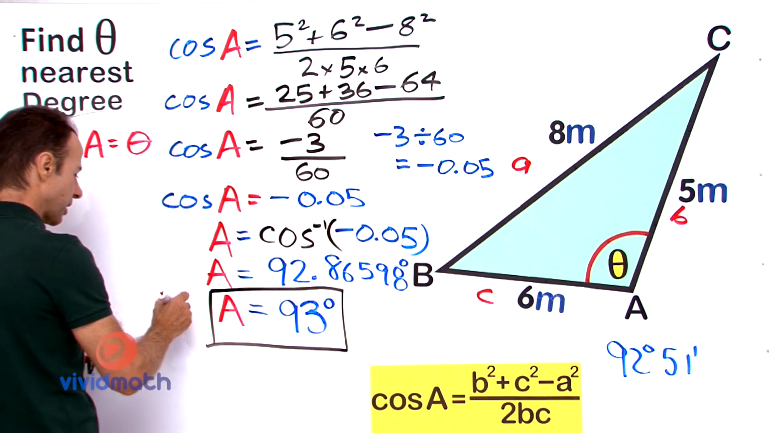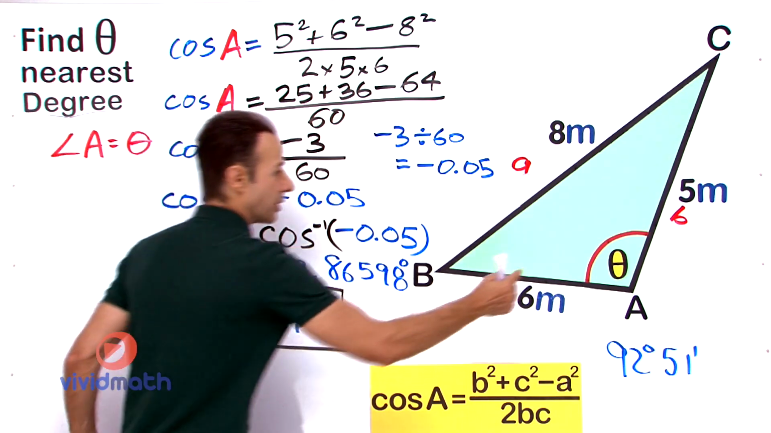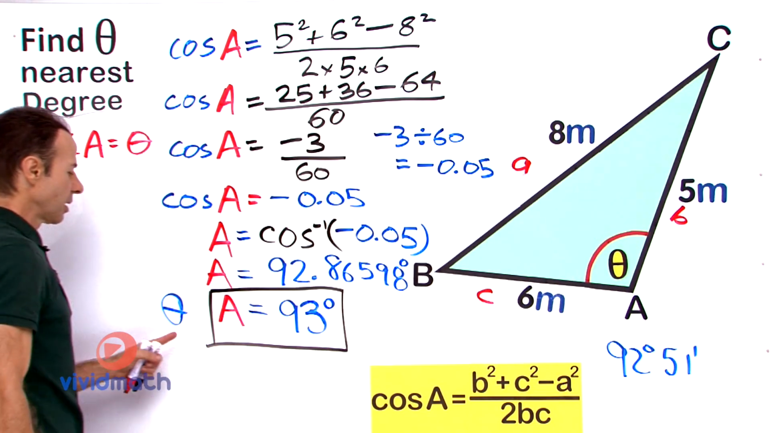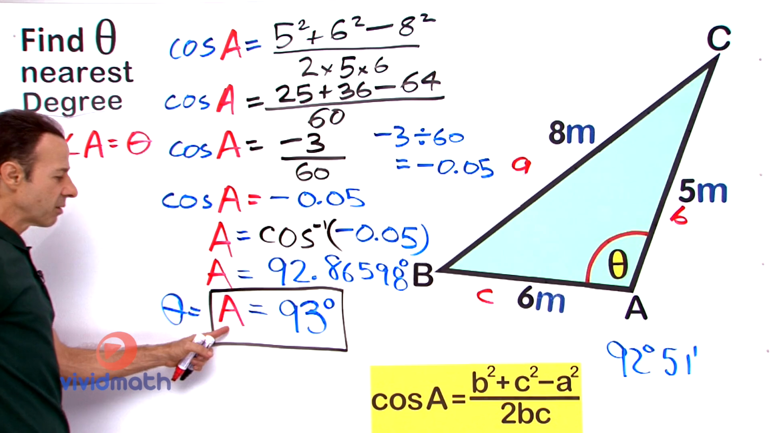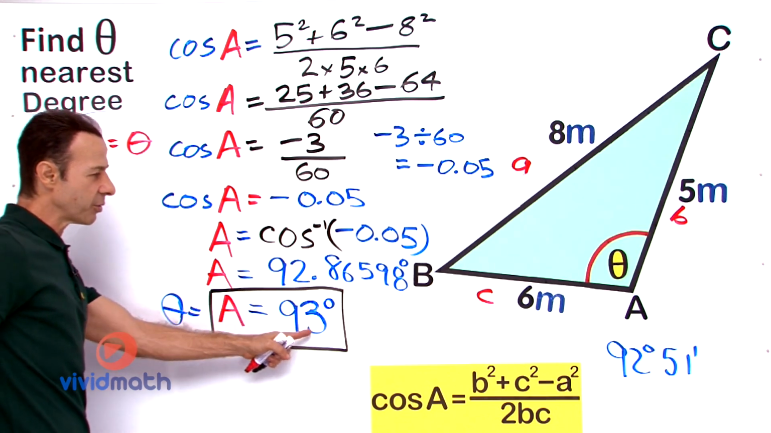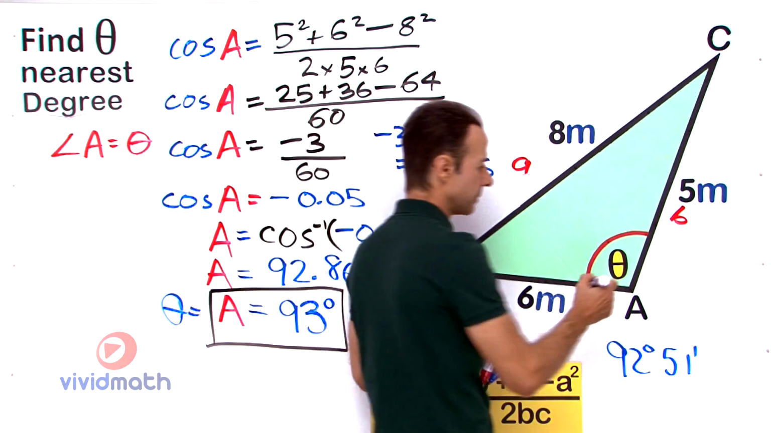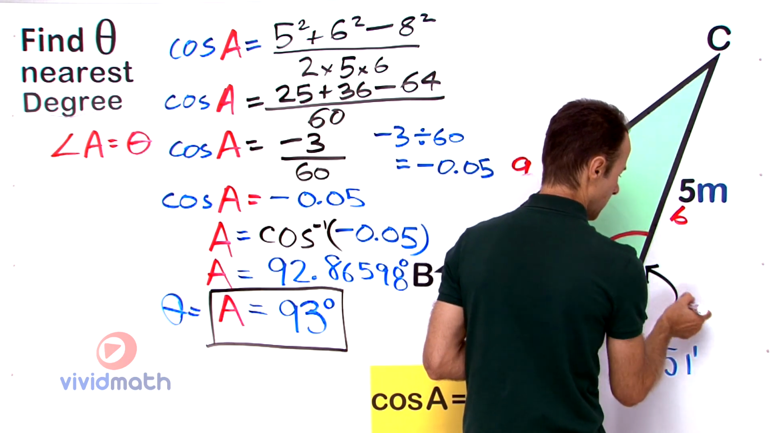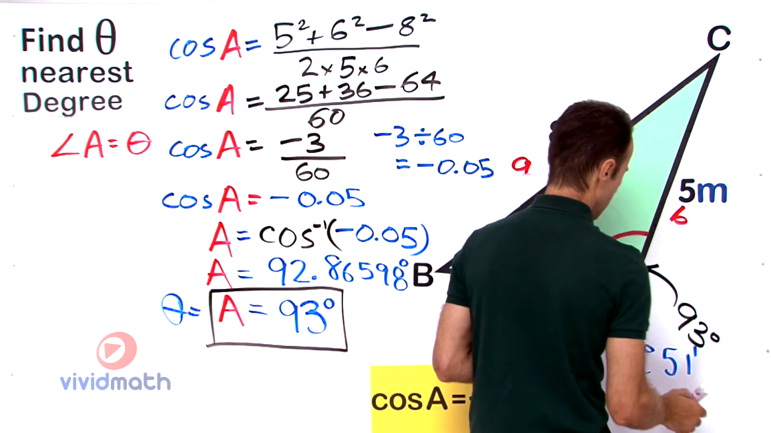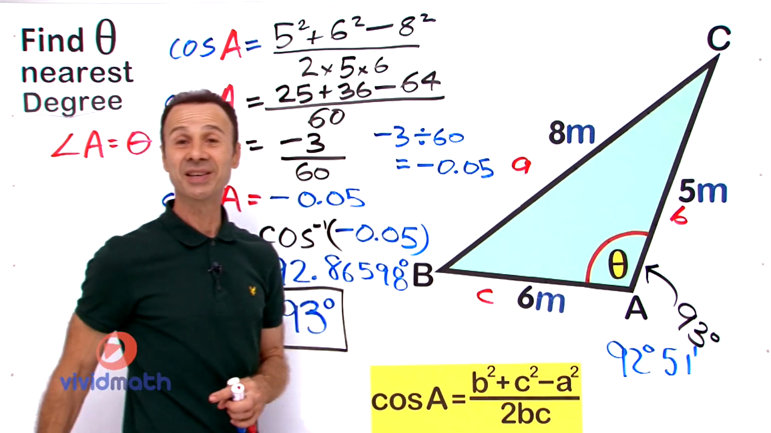Now that's also angle theta, because we've got theta in there. Angle A means the same thing. Theta equals angle A, which equals 93 degrees. So the angle in there is 93 degrees.